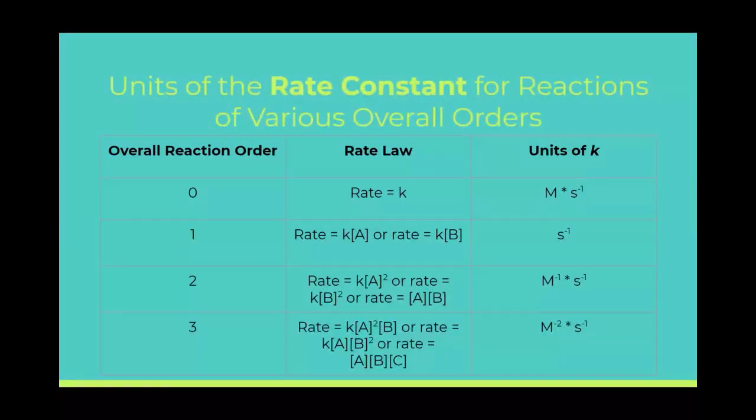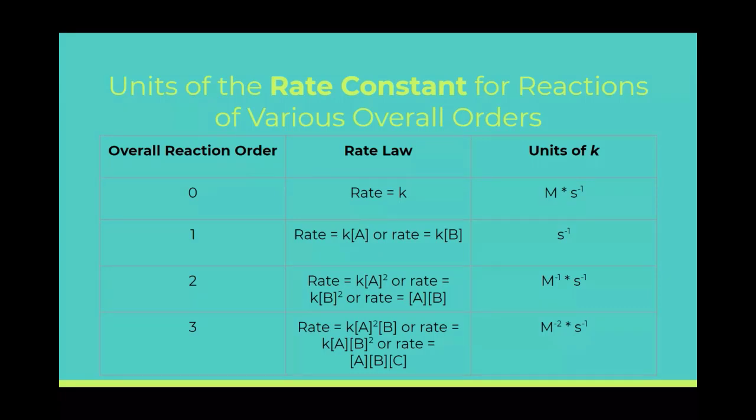All right, so here I just want to give a little brief overview. I know this table looks a little daunting. The main takeaway is looking at the left column and then the right column. The left column tells you what reaction order you have, and the right column says what the units of K should be to correspond.